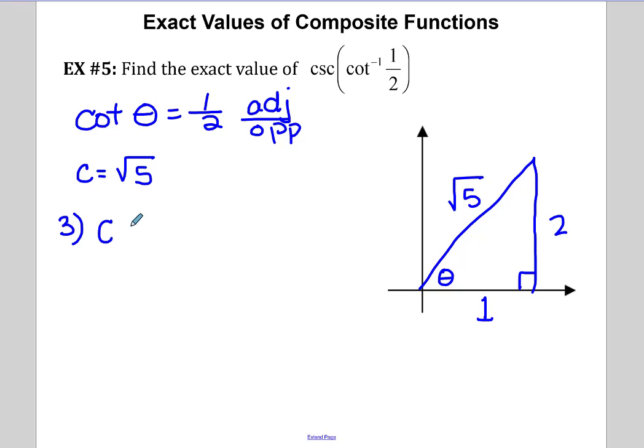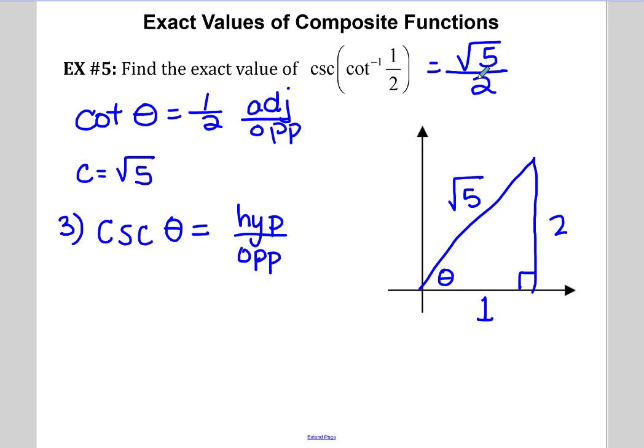And the question's asking us what's the cosecant of that angle. So that's what we're interested in. And the cosecant is the ratio of the hypotenuse to the opposite. So to answer the question, the cosecant for the cotangent inverse of 1/2 is hypotenuse divided by opposite, or square root of 5 divided by 2 in this case.